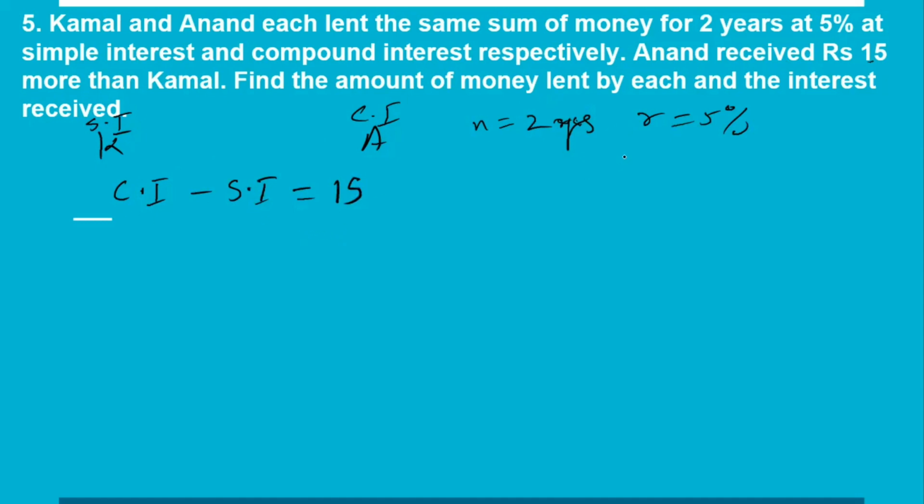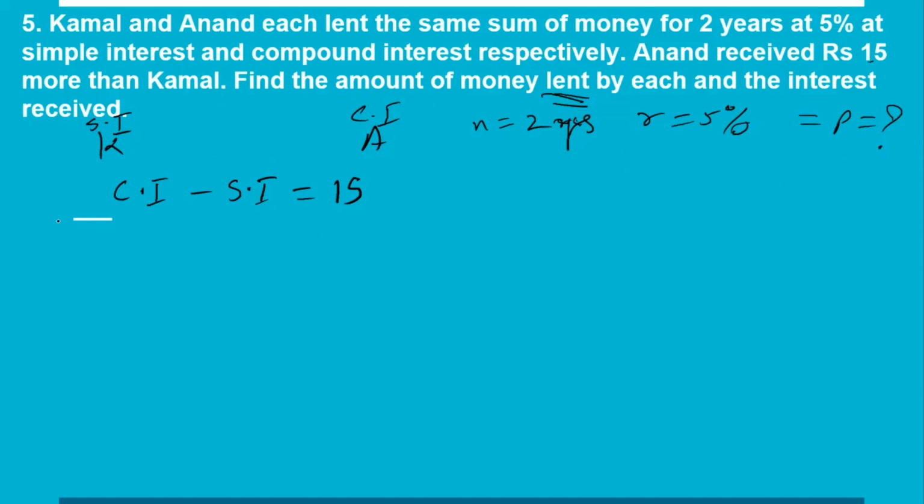Let us put the value of principal. It is given that it is the same sum, so P is constant. The P is not known for both the cases, so P is what we have to find out. The amount of money lent by the person is called the principal.